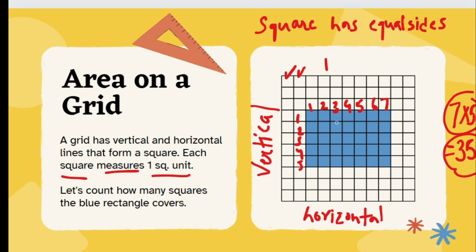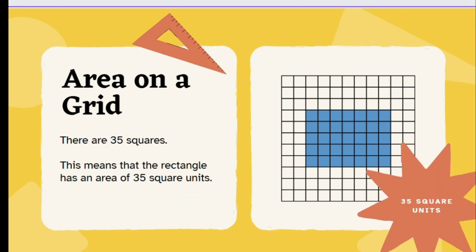So what are the squares it covers? This is called the area of a rectangle. This is the length and this is the breadth. What we did is multiply length with breadth, so that will be the area. So here the answer is area on a grid. There are 35 squares, so this means that the rectangle has an area of 35 square units.